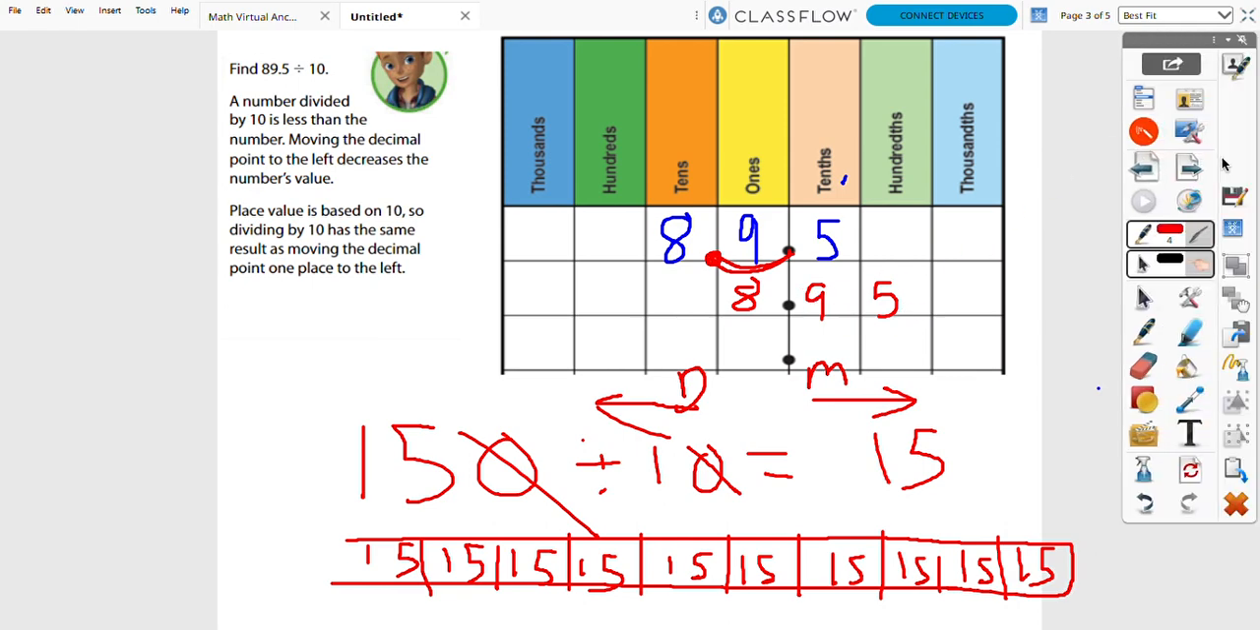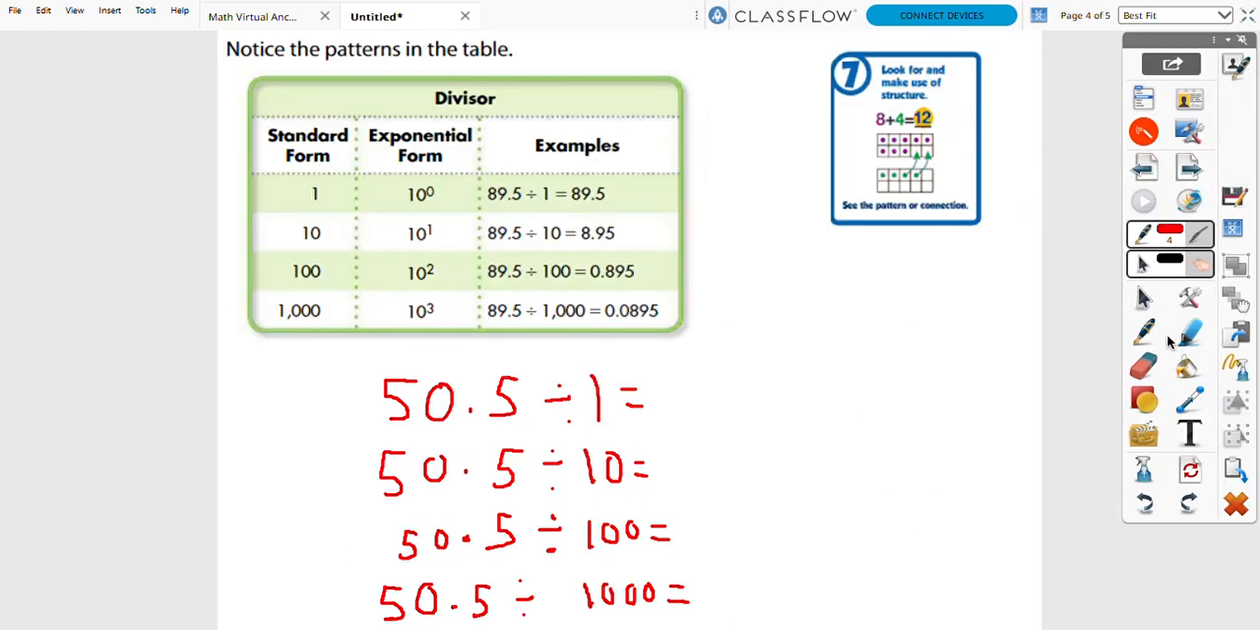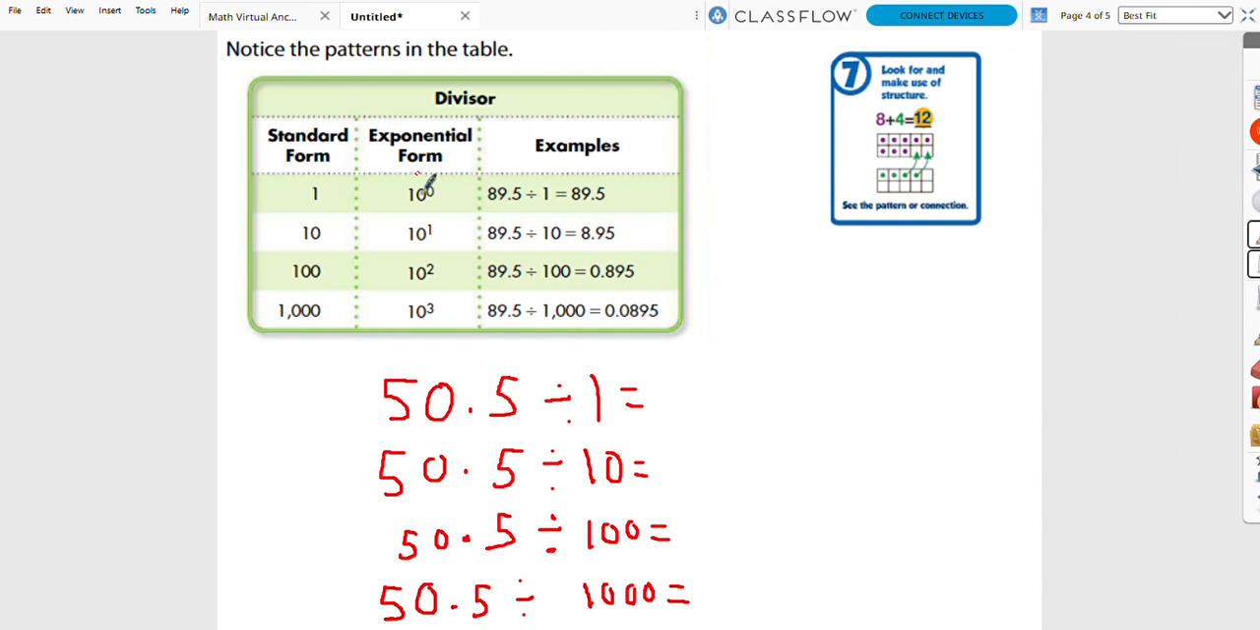All right, let's look at some more here. Notice the patterns in this table. They give you the standard form, the exponential form, and examples. So we have 89.5 divided by 1 is 89.5. That's the identity property. Anything times 1, anything divided by 1 is itself. Look when you now divide this by 10 to the first, or 10: 89.5 divided by 10, that's the one we just did, was 8.95.